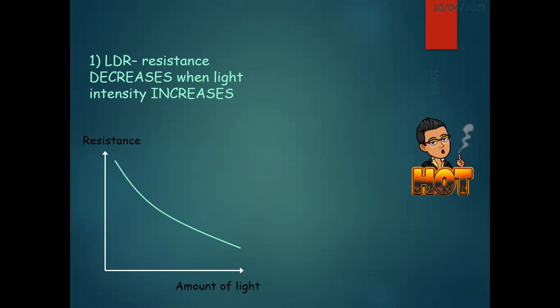Street lights are light dependent. You'll notice that street lights only come on at certain times of the evening, usually just after sunset, because the light has pretty much gone. Other things can be burglar alarm circuits as well. So resistance decreases when light intensity increases, and you can tell by the graph here. It's a downward curve. As light increases, the resistance decreases.